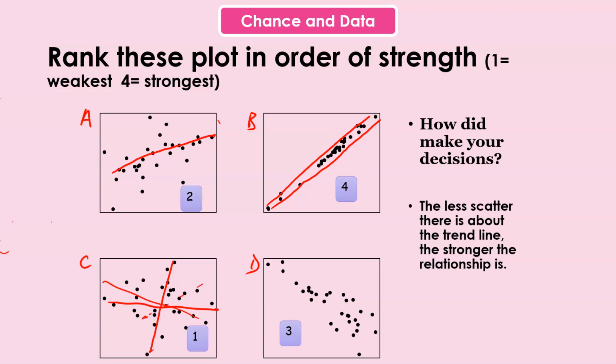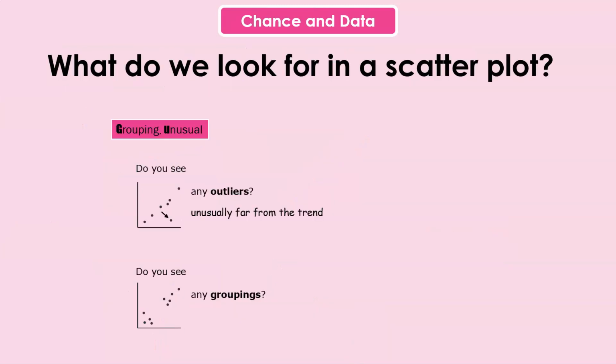The less scatter there is about the trend line, the stronger the relationship is. So you can see these ones that we chose, there's a clear pattern there. The other two, you could argue either way.